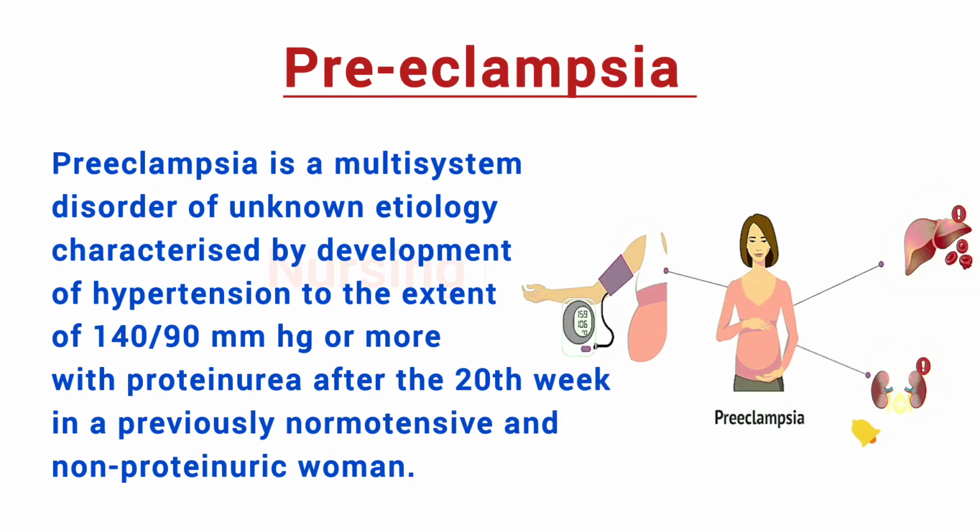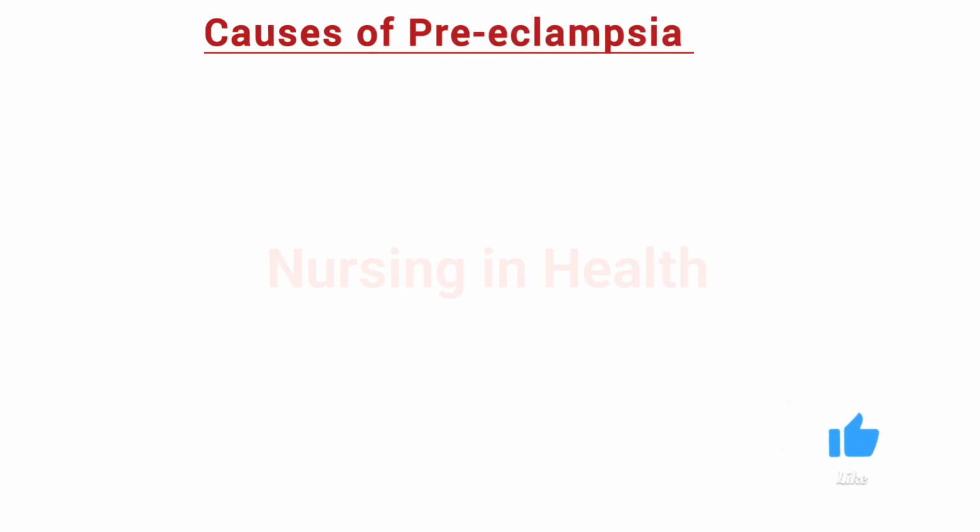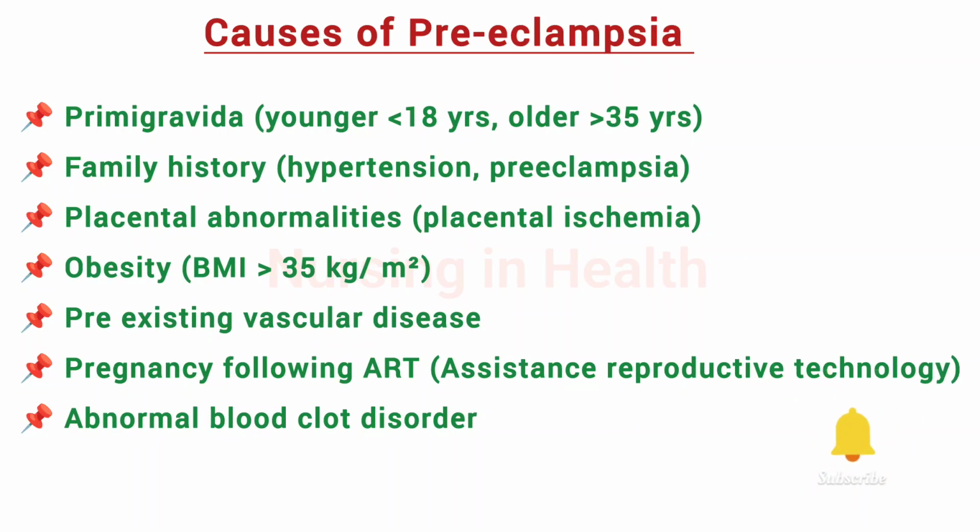What is preeclampsia? Preeclampsia is a multisystem disorder of unknown etiology characterized by development of hypertensive phase to the extent of 140 by 90 mmHg or more with proteinuria after the 20th week in a previously normotensive and non-proteinuric woman.